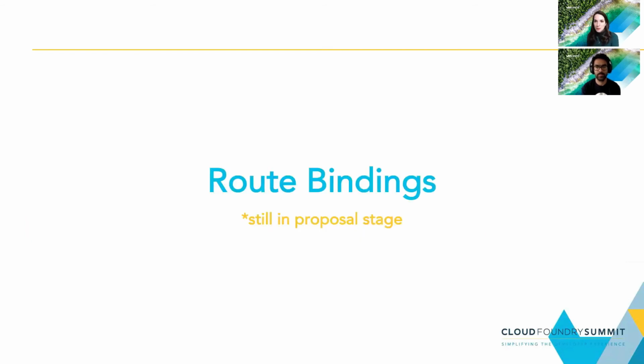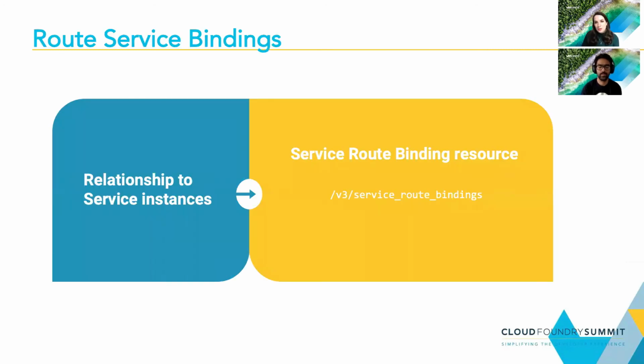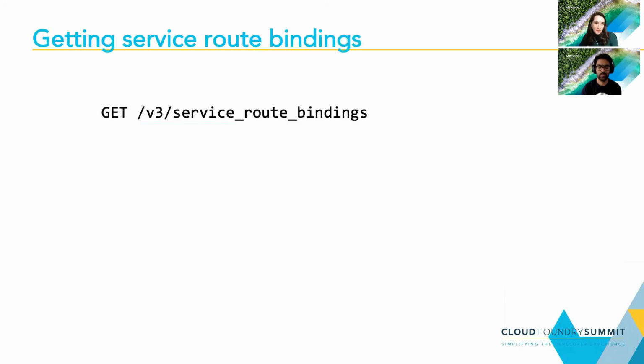On the other side of bindings are route bindings, which are also in a proposal stage. So in V2, these bindings were implemented as a relationship between service instance and the route, which is easy to understand, but not very easy to implement and extend in line with the new features of SAPI. So in V3, we decided to give route bindings their own resource, which is called service route bindings, that will create an SAPI binding type of route service and allows us to implement features such as async bindings.